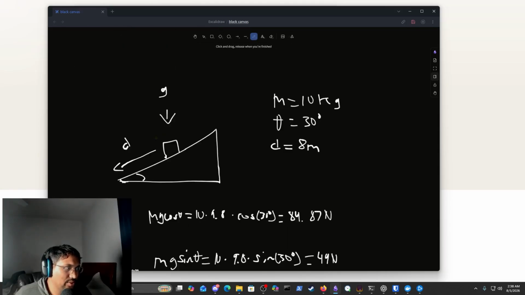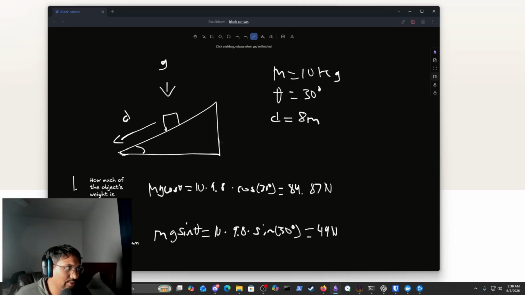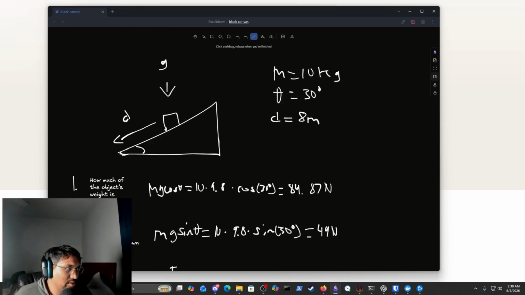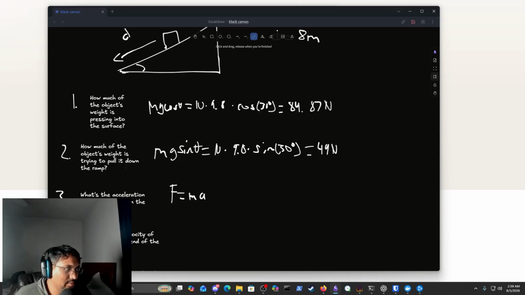Well, let's think about what's involved with the acceleration of the object. If the object's accelerating down the ramp, what's the number one equation we can use in this situation? We can use force equals mass times acceleration. But if we're talking about down the ramp, then we're talking about parallel to the ramp. What's parallel to the ramp? Well, we know that was mg sine of theta. So the force that we're going to be concerned with is 49 newtons.